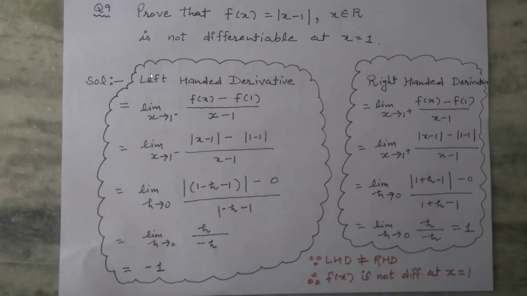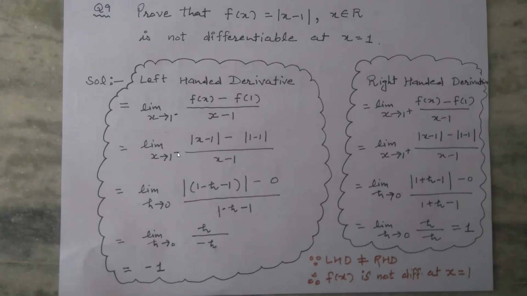So we shall discuss first of all the left-hand derivative. The left-handed derivative is limit x approaches 1, meaning at which point we are going to find the derivative of the function. So limit x approaches 1, left-handed derivative, f of x minus f of 1 upon x minus 1. Putting the value of f of x, this is modulus of x minus 1. For f of 1, in the given question in place of x put 1, so this becomes 1 minus 1. The denominator is x minus 1.